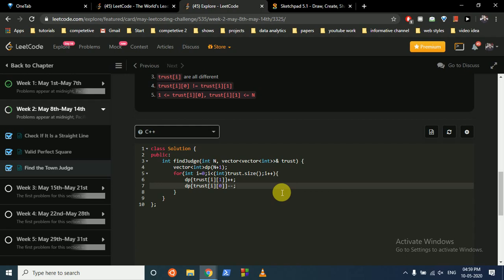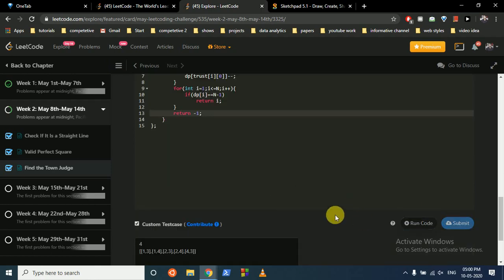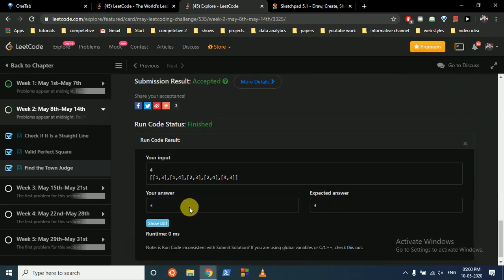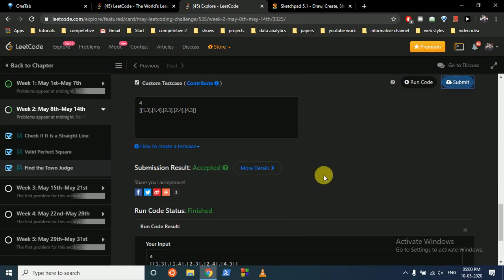Now we'll iterate from 1 to n, and if dp of i is equal to n minus 1, then we just have to return i, which is the town judge. Else if we come out of this loop, we have to return minus 1. So let's run this code. It has given the right answer. Let's submit this.